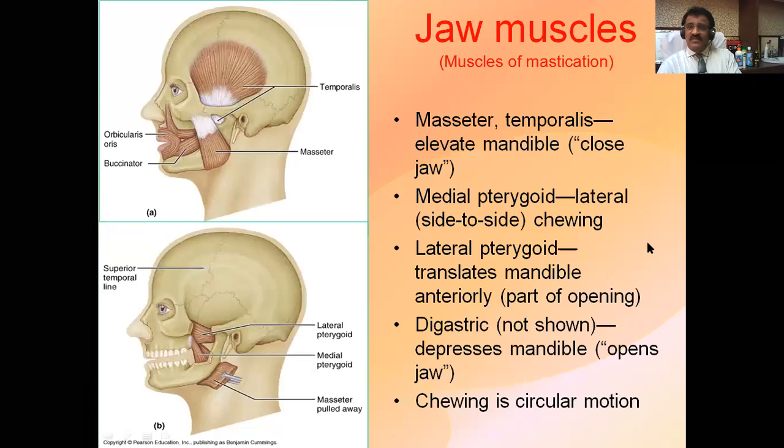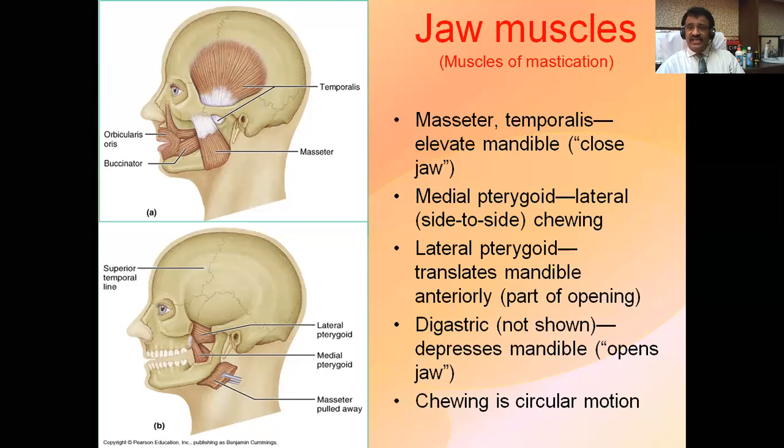Now what are the jaw muscles? The jaw muscles are also called as muscles of mastication, and there are 4 of them commonly, and you know those. This is also a common question in examination, muscles of mastication. Okay, first one is masseter and second one is temporalis. These are 2 important muscles which elevate mandible. That means they are made for the closure of the mandible.